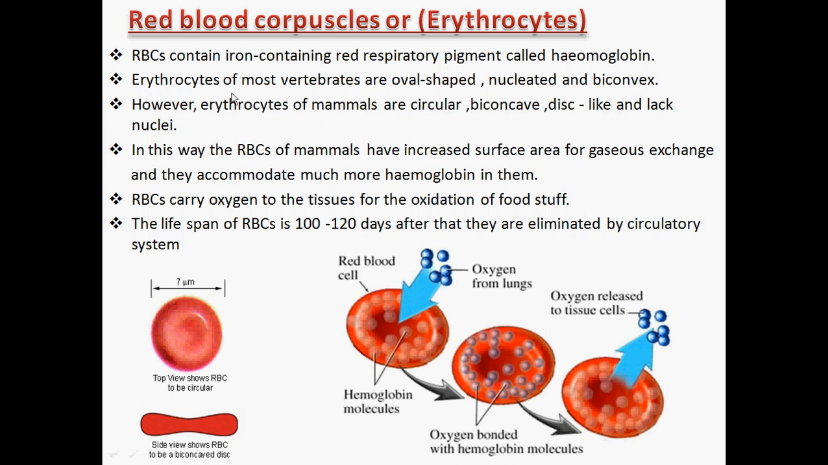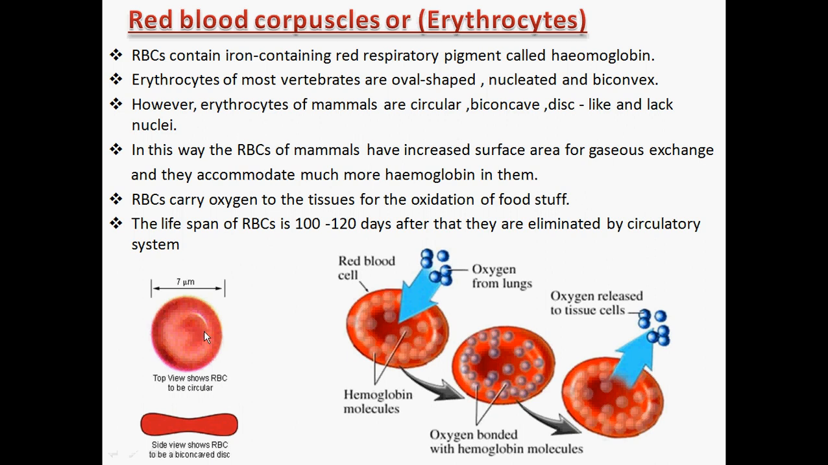The erythrocytes or the RBCs of most vertebrates are oval shaped, nucleated and biconvex. That means they contain a nucleus. Whereas in the case of mammals, the erythrocytes are circular, biconcave, disc-like and lack nuclei. That means they are circular and biconcave, as I have shown in this figure, and they lack nuclei.